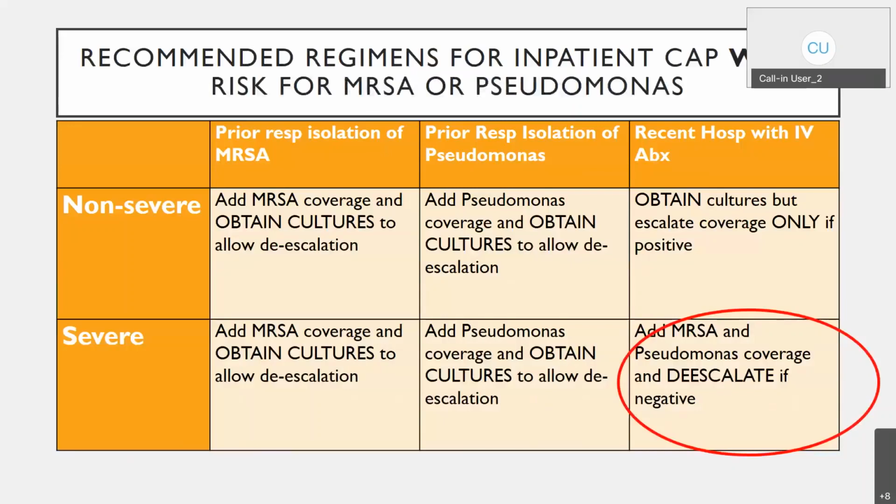So in her, we've determined that she has severe pneumonia, and she does have risk factors for MRSA and Pseudomonas. Because she's severe, we want to give her this coverage and then de-escalate if negative. If she had not qualified for severe pneumonia, then we would get the cultures and escalate only if those cultures were positive.